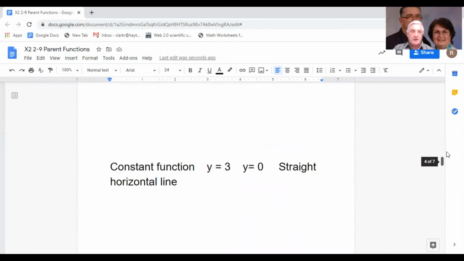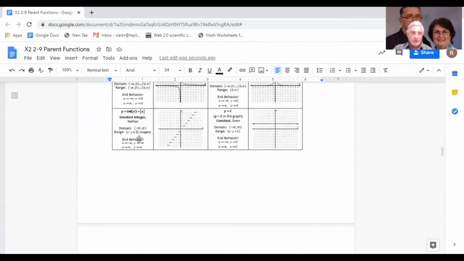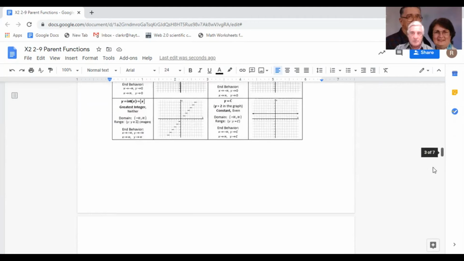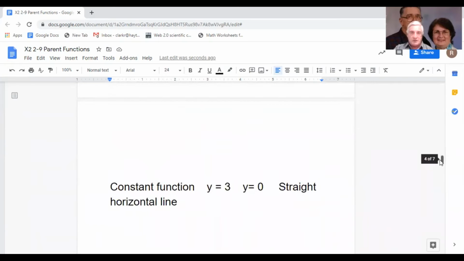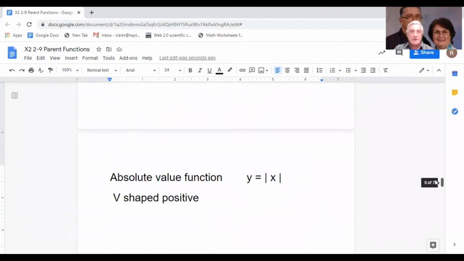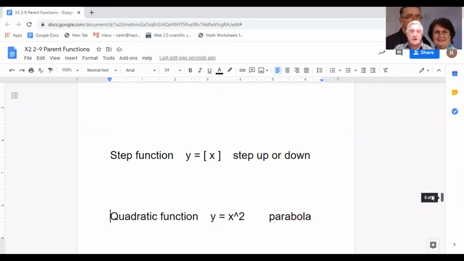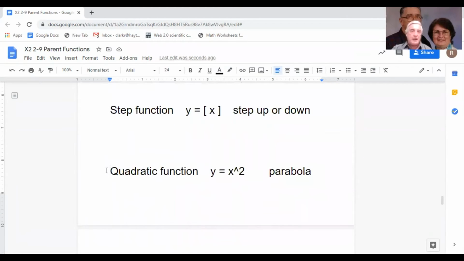Greatest integer function. See if you see anything up there that looks like steps. This looks a lot like steps. Looks like a staircase. So now we've gotten the constant function and the identity function, absolute value function, square root function, step function, quadratic function. And I threw this in because next chapter we're just going to talk about quadratics.